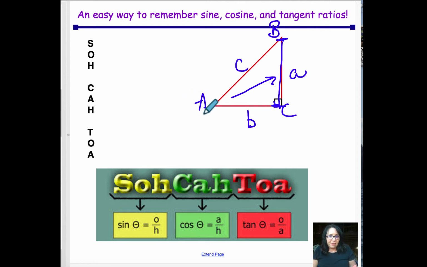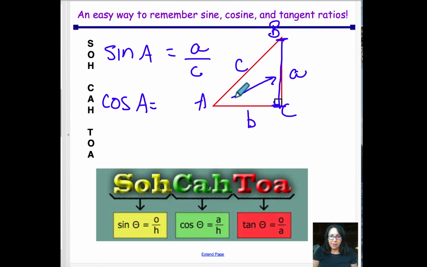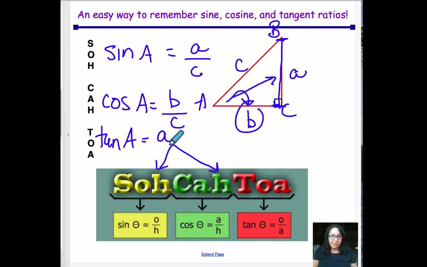So if I'm saying sine of angle A, that's going to be the opposite side over the hypotenuse. So sine of angle A would be a over c. If I said cosine of angle A, so cosine of angle A is going to be the adjacent side, which is b, over the hypotenuse. And both sine and cosine use the hypotenuse, whereas tangent of an angle only uses the opposite side and the adjacent side. And of course, it depends on what angle that you're standing at.